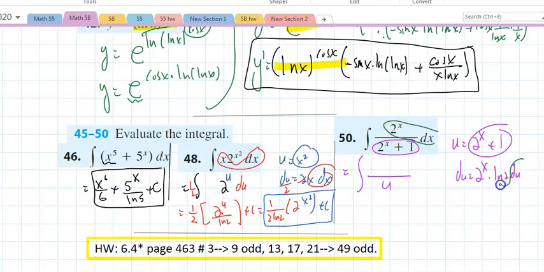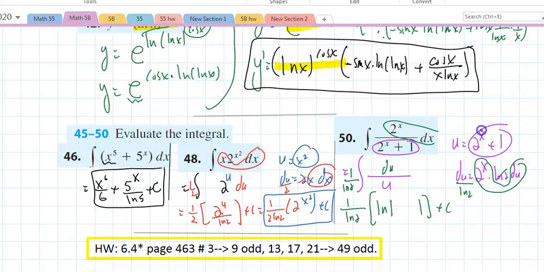2 to the x dx, I would divide both sides by natural log of 2, 1 over natural log of 2 du. That is 1 over natural log of 2 times natural log of absolute value of u plus c. And what's u? U happens to be 2 to the x plus 1. You really don't need absolute value on 2 to the x plus 1 because that's always positive, but I don't mind you leaving that on.